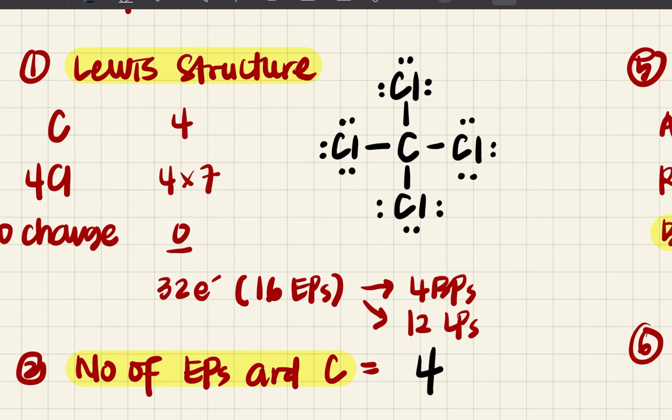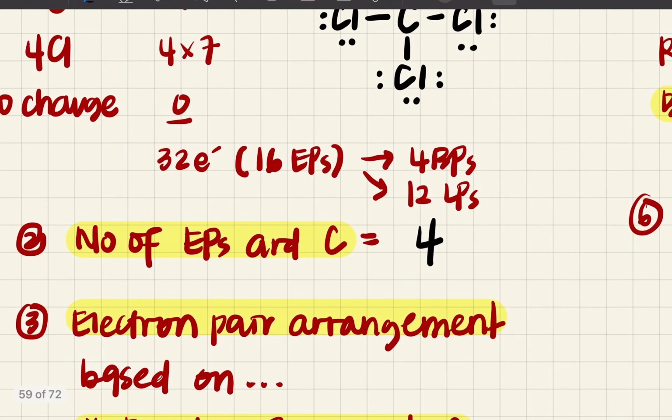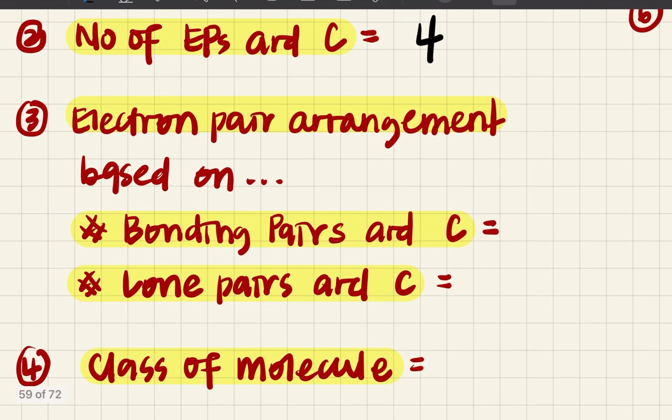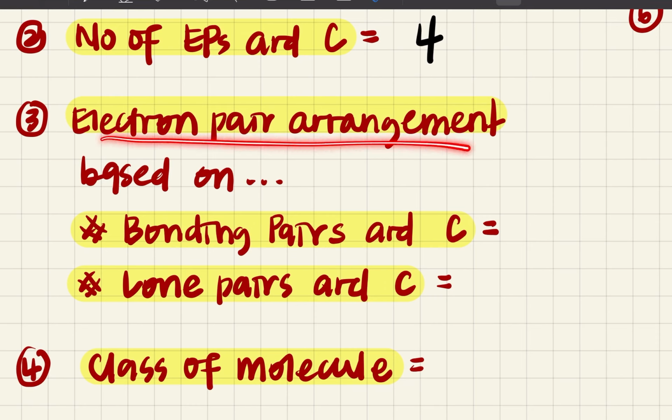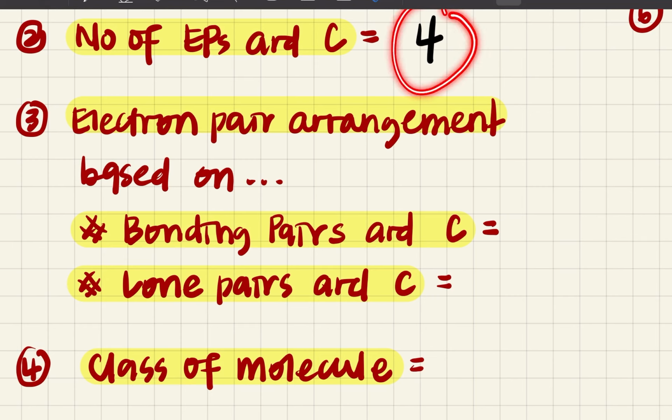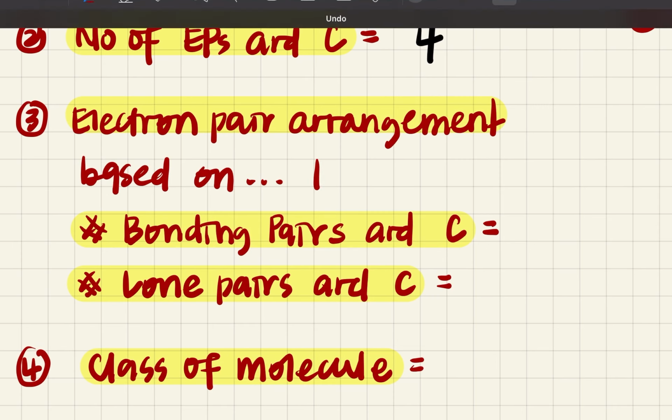Okay. Now that we got to number 2, we're going to continue to number 3. Okay. Number 3, you must tell the electron pair arrangement of your molecule. So the electron pair arrangement of CCl4 is based on what basic molecular shape? So if you have 4 electron pairs, that means that this is based on tetrahedral shape.